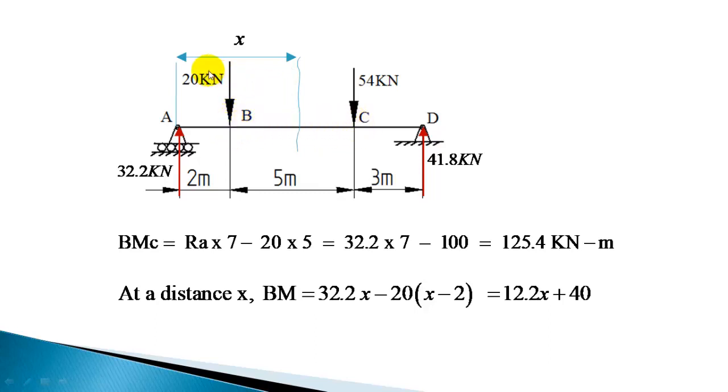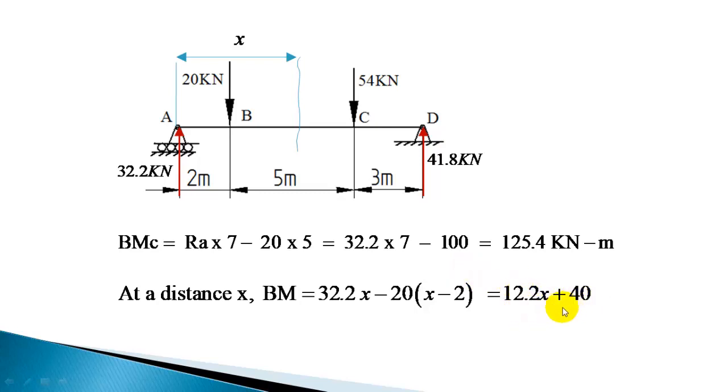At B also you can calculate. If you substitute x as 2, then it will be 12.2 into 2, that is 24.4, plus 40, 64.4, which you already calculated as the bending moment at B. Now the bending moment at C also you can calculate by substituting x as 7. For any distance you substitute between B and C, that is from 2 to 7, where x is 2 it's here, and x is 7 it's here, you will get the bending moment.